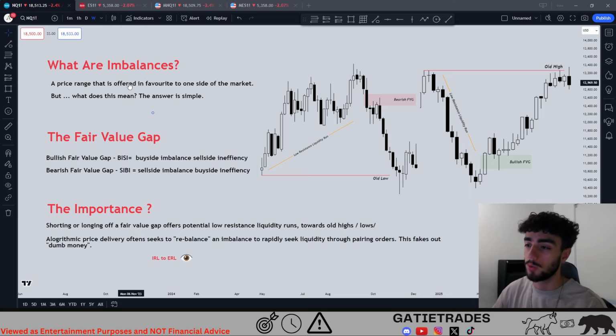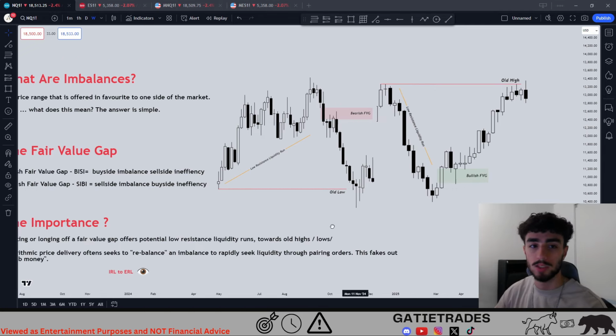So just a brief summary, what are imbalances? The definition is a price range that is offered in favor to one side of the market, so the buy side or sell side of the curve. What does that mean exactly? In terms of imbalances, there are multiple kinds. For example, there's gaps, volume imbalances, liquidity voids. Today we're going to be talking about the fair value gap. So if you know what a fair value gap is, the buy side imbalance, sell side inefficiency, which is a bullish fair value gap. And then the same thing for a SIBI, which is a sell side imbalance, buy side inefficiency, which is a bearish fair value gap.